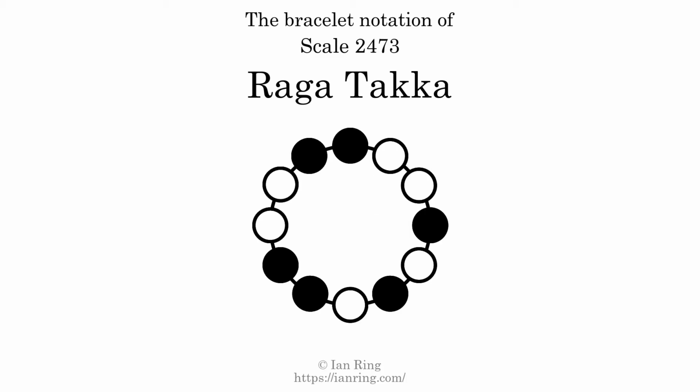This is a bracelet notation diagram of scale 2473. The shaded circles represent tones that appear in the scale, and they are read clockwise, starting at the top.